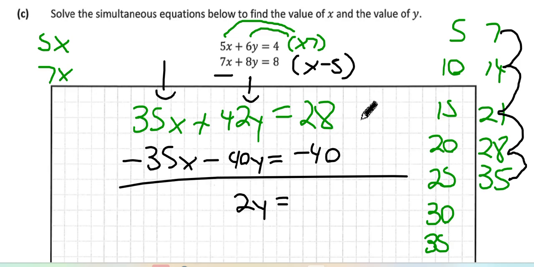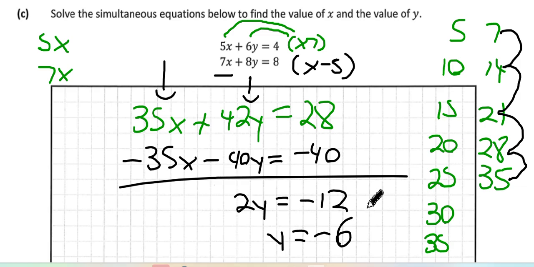You have 28 quid, but you owe your mate 40. Minus 12. Divided by 2. Minus 6. So you're on 12 out of 15 or 13 out of 15. I can't remember which one.